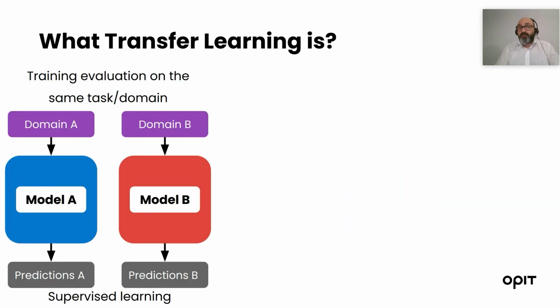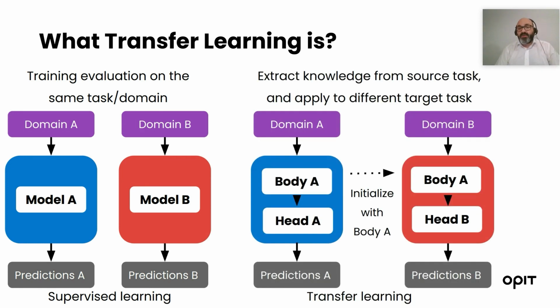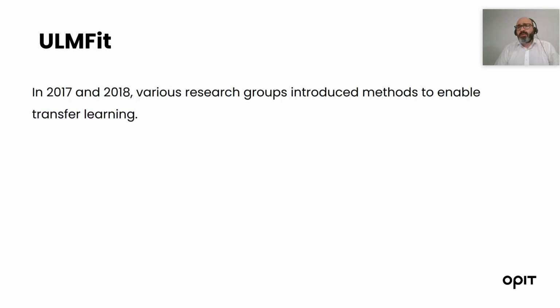Let's see this with a graph. In supervised learning, we have two different models trained on two different domains with two different datasets, and they make separate predictions. On the other hand, in transfer learning, we transfer the body and the head of the model into the new domain, and the first model initializes the second model. During 2017 and 2018, various research groups introduced methods to enable transfer learning, but these methods were not really powerful.